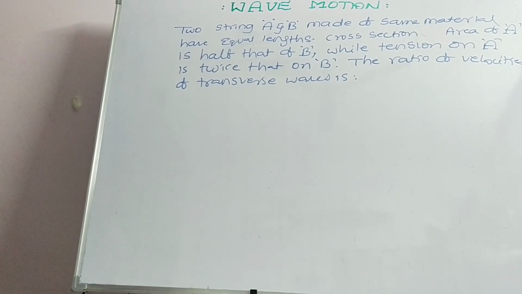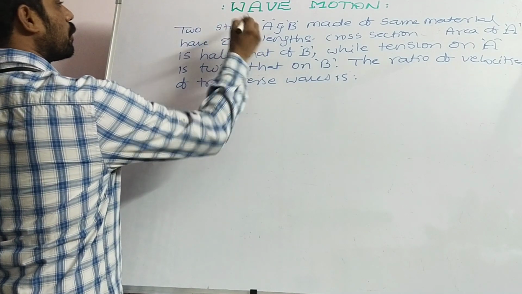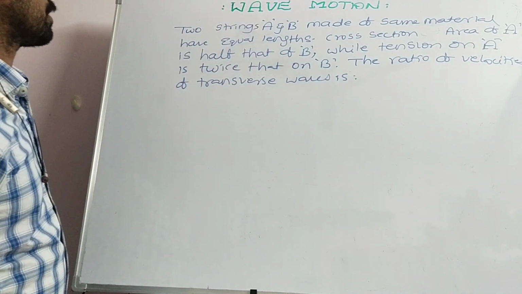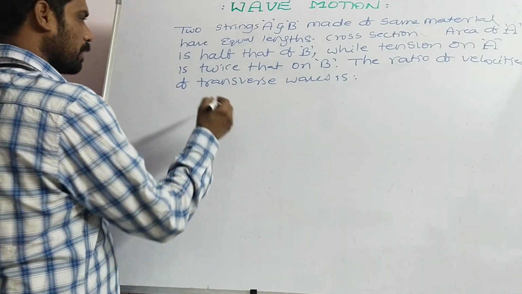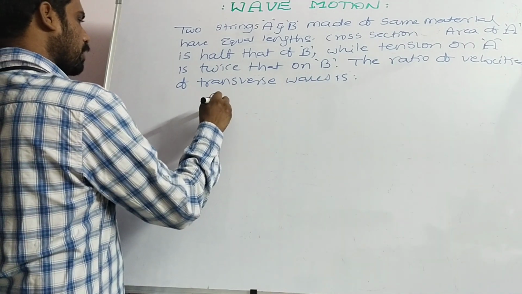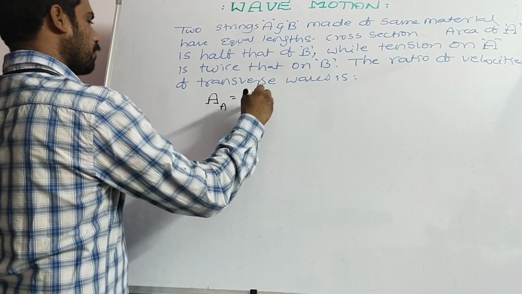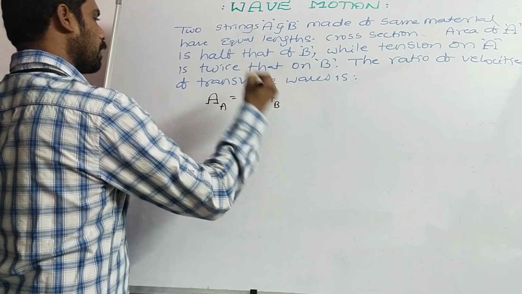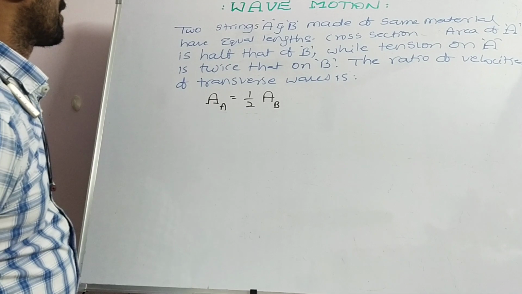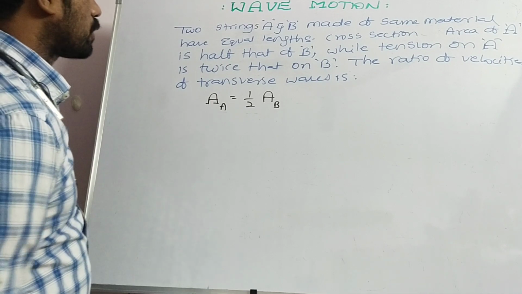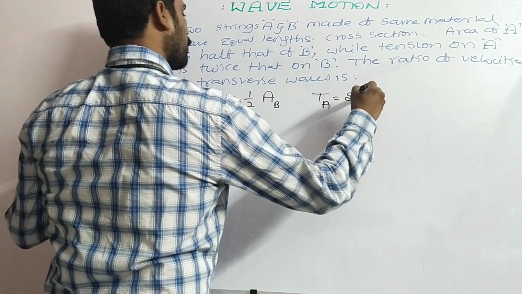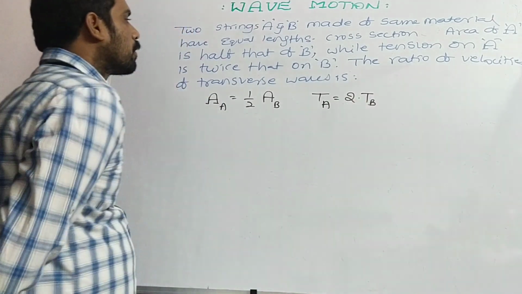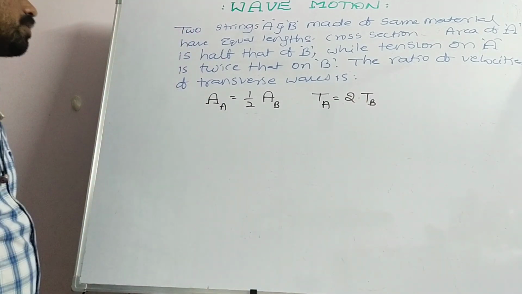Two strings A and B made of same material have equal lengths. Cross section area of A is half that of B. And tension on A is twice that on B. The ratio of velocities of transverse wave is.